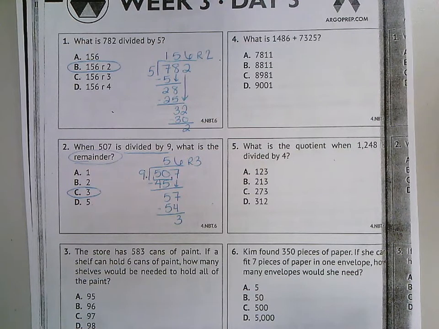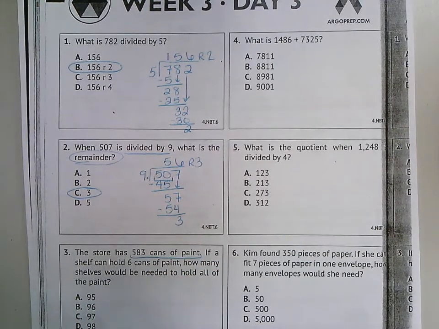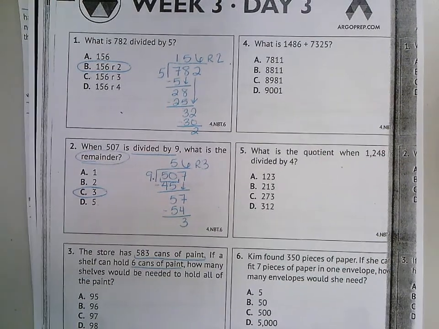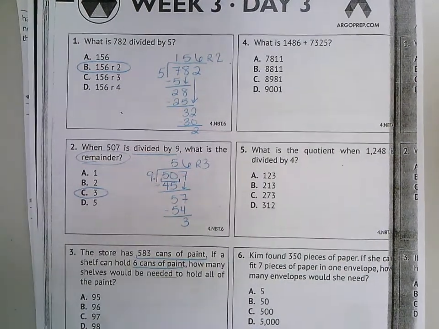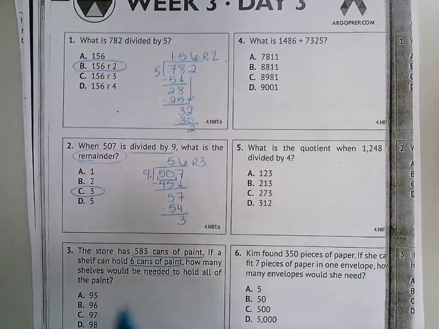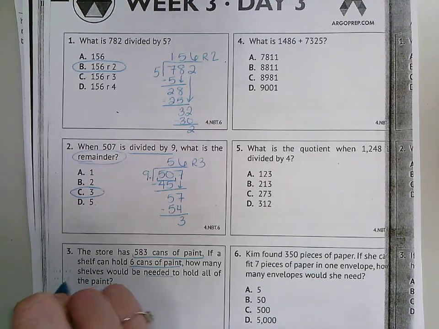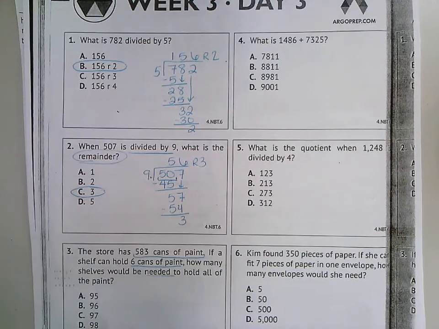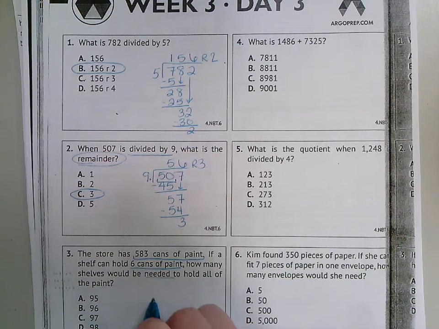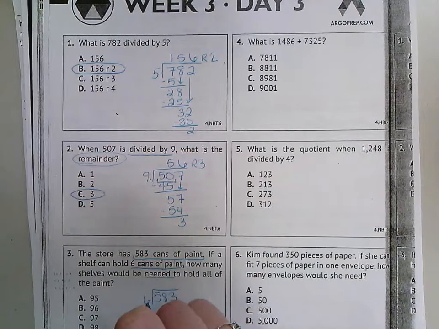Number 3, a store can hold 583 cans of paint. If a shelf can hold 6 cans of paint, how many shelves would be needed to hold all the paint? So I'm envisioning here a whole bunch of paint, and I put 6 here, and 6 here, and 6 here, and I need to figure out how many rows or shelves I would need. So to do that, I'm going to divide. So 583 divided by 6.